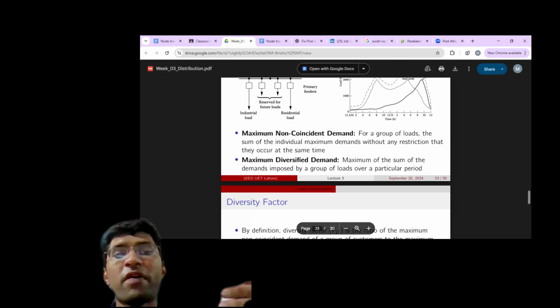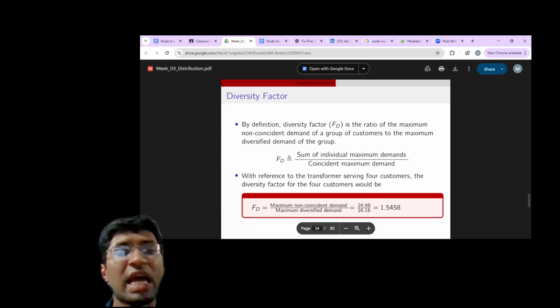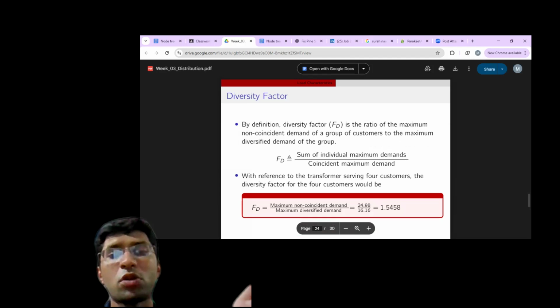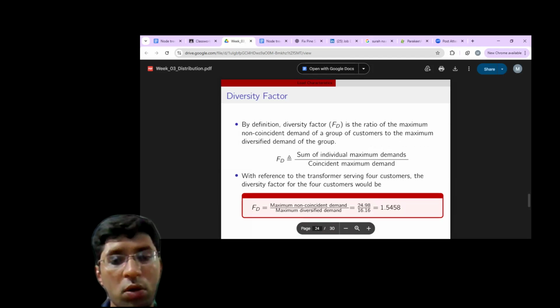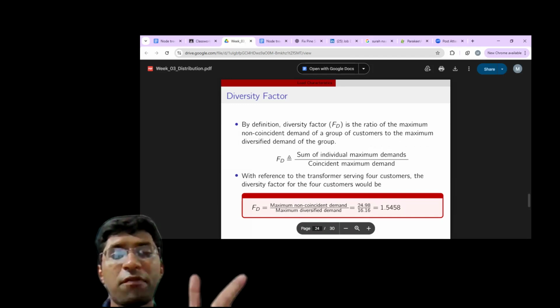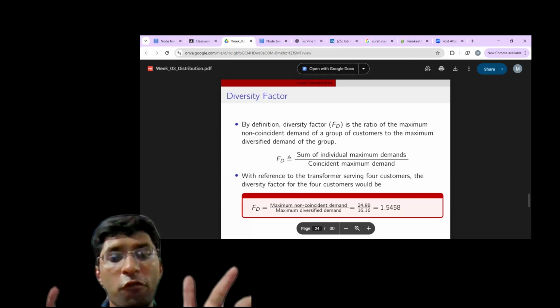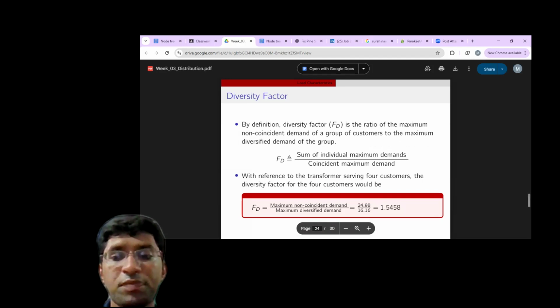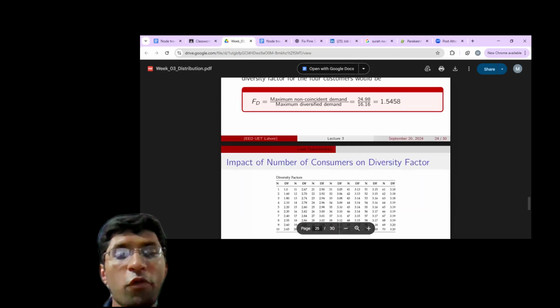Similarly, maximum diversified demand is the maximum of the sum of the demands imposed by a group of loads over a particular period. The diversity factor is also the ratio of the maximum non-coincident demand of a group of customers to the maximum diversified demand of the group. So, with reference to the transformer serving four customers, the diversity factor of the four customers would be 24.98 divided by 16.16, which is 1.5458.